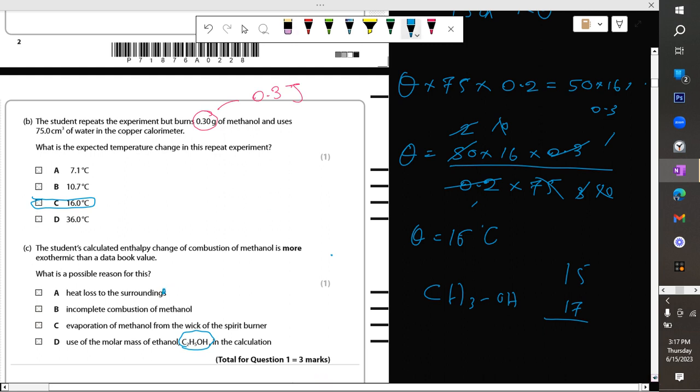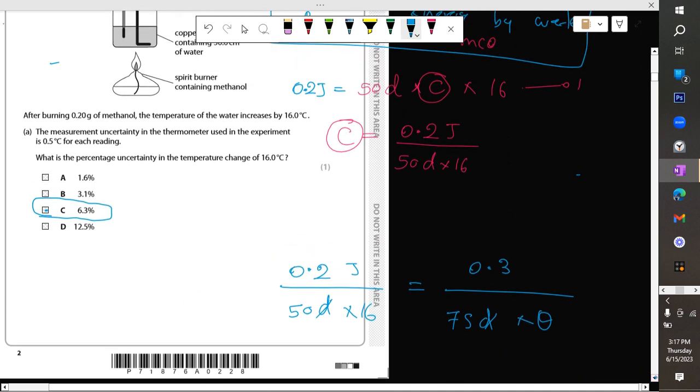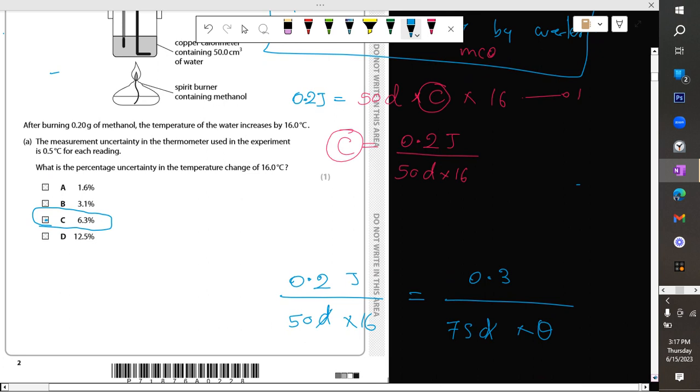Those are also mistakes, but you have to find the most suitable answer. The answer should be D, right? It's not ethanol, it's methanol. It is clearly mentioned in the first part. Methanol, see, CH3OH.